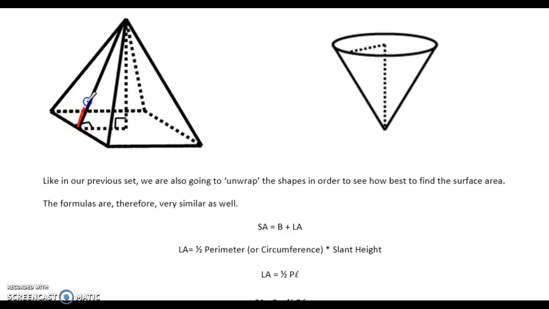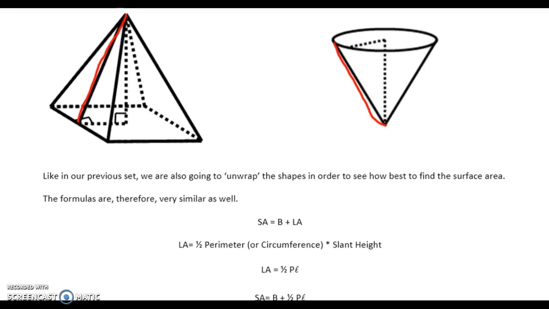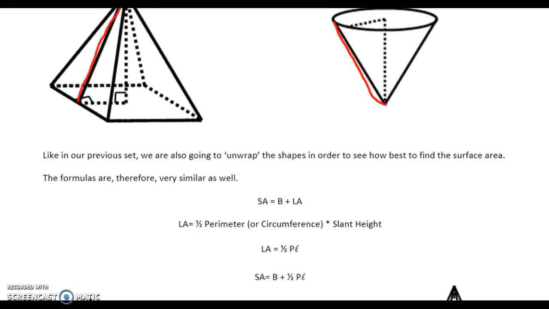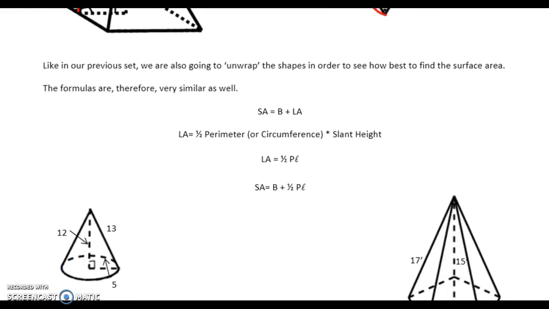My slant height is going to be this distance right here when I'm going up the side of the pyramid. My slant height here on the cone is just the distance as I follow along this edge here on my cone. This is different to height. Remember, height is always perpendicular to a base. Slant height is not perpendicular to the base. It is a slanted height. So, formula again for lateral area was 1/2 perimeter times slant height. So let's take a look at some examples.